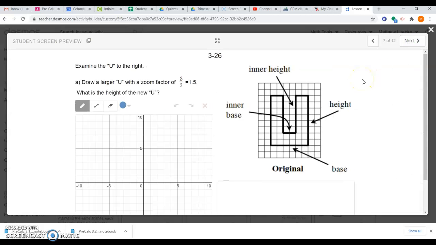Here's a really fun one, I think. We have this original U here, and we're going to try to enlarge it by a zoom factor of 1.5. And we need to, again, if it's a dilation, increase all of its parts, all of its sides, by that zoom factor of 1.5.